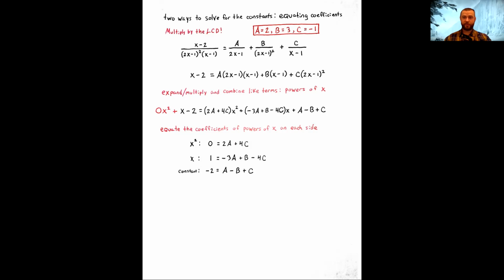Now, pause the video, make sure you thoroughly understand where these 3 equations come from. For this example, example 3, this is definitely not the most efficient method. When we get to case 3 and case 4, involving irreducible quadratic factors, equating coefficients like we're going through here, this approach for solving for the constants is usually more efficient.